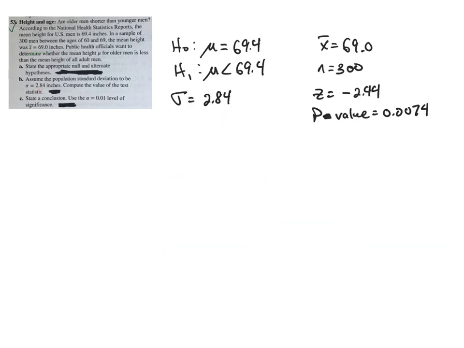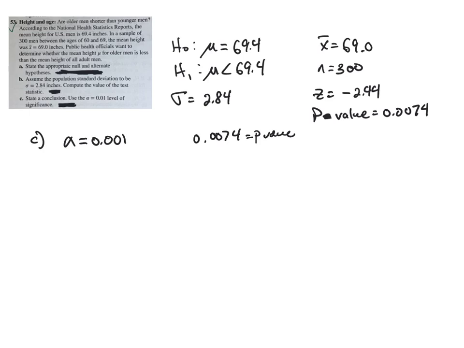Summarizing where we're at, my null hypothesis was 69.4. My alternative hypothesis was less than 69.4. We know the population standard deviation, 2.84. The sample mean was 69 for a sample of 300. Running our z-test, we had a test statistic of negative 2.44, and our p-value was 0.0074. For our hypothesis test, we're testing against alpha.